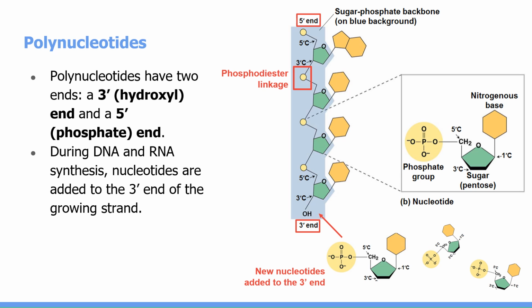Polynucleotides have two ends, a 3' hydroxyl end and a 5' phosphate end. During DNA and RNA synthesis, nucleotides are added to the 3' end of a growing strand.